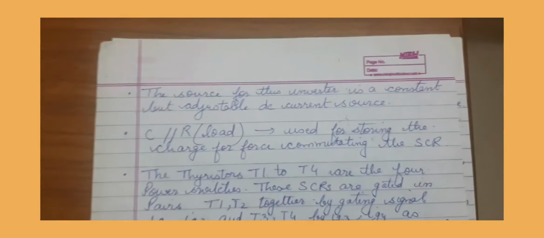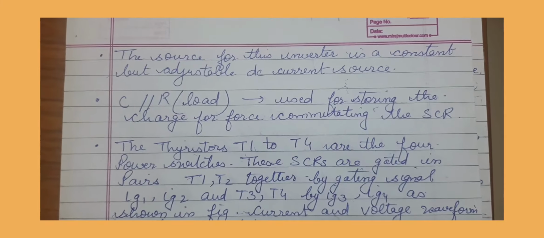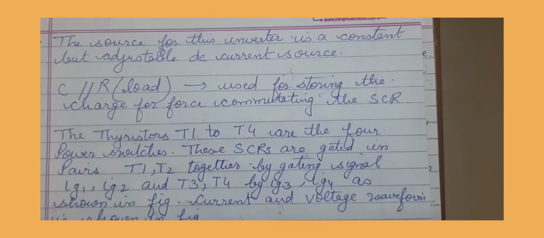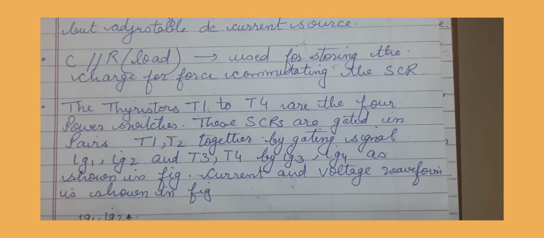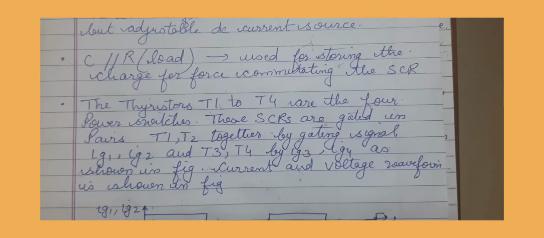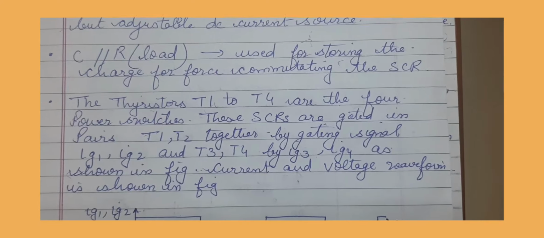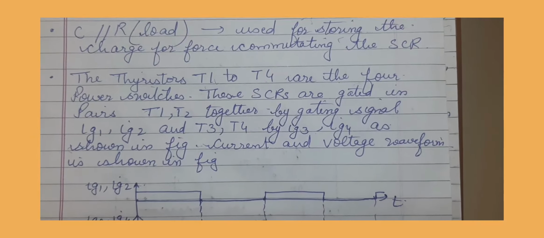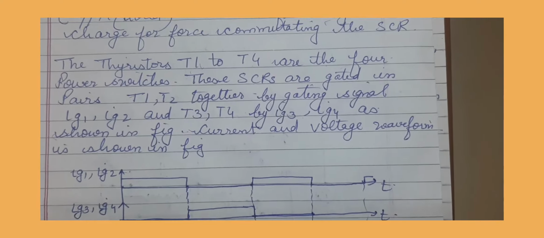The source for this inverter is a constant but adjustable DC current. Now the capacitor is in parallel with the load, and it is used for storing the charge for force commutating the SCR. The thyristors T1 to T4 are the four power switches, as we have already discussed in the voltage source inverter. These SCRs are gated in pairs: T1 and T2 together by gating signals IG1, IG2, and T3, T4 by IG3, IG4, as shown in the figure.